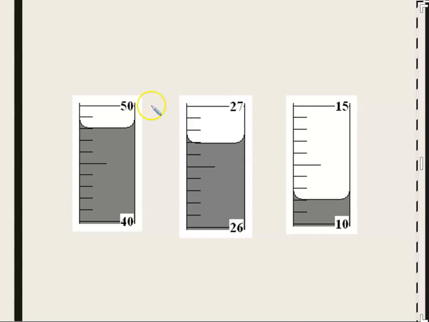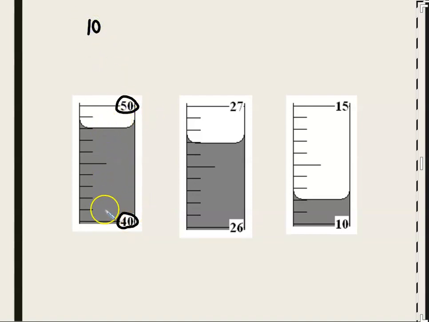Okay, so the first thing you want to look at is your measurements. Students always assume 10, but they're not always 10. So you want to take your numbers and see how much is in between them. So this one's 50, this one's 40. The difference between 50 and 40 is 10.